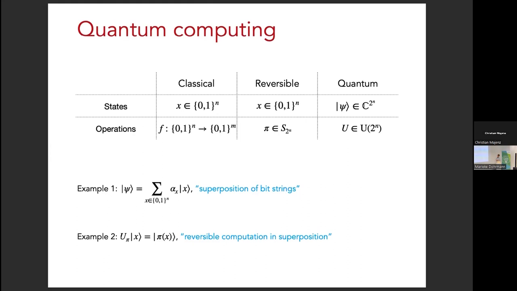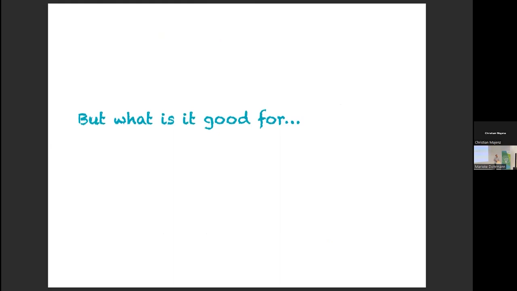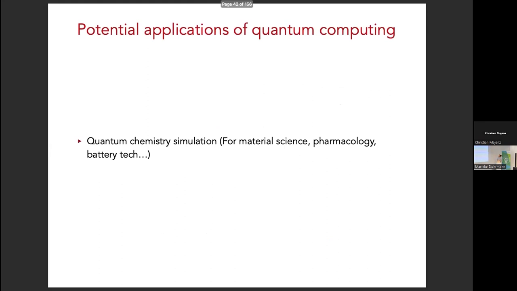Now we have a little bit of an idea of what a quantum computer is, but what is it good for? So here's a couple of potential applications of quantum computation. One of them is to simulate quantum systems. On a classical computer, simulating quantum systems is very expensive and infeasible for larger systems. And the hope is to use a quantum computer that's naturally more adapted to simulating quantum systems for that task.